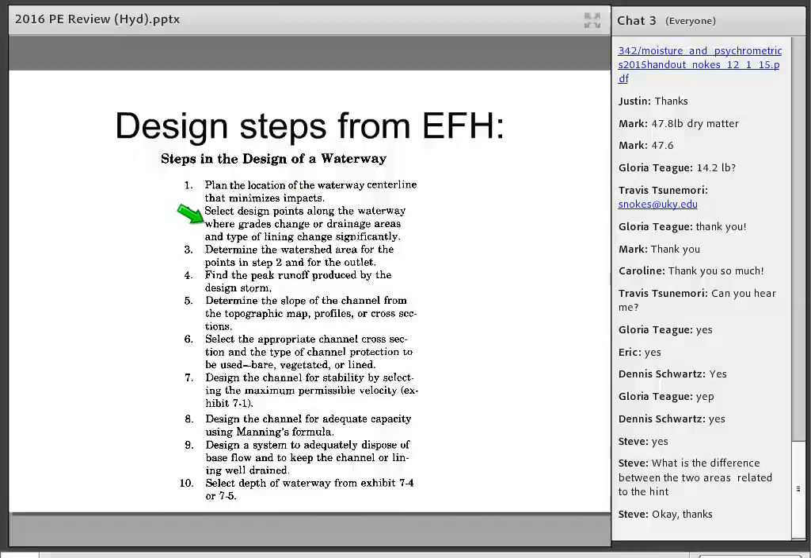You have to look at grade changes. By the way, this comes straight out of the engineering field manual, but you have to figure out the watershed area for the points that you set and for the outlet. Determine the peak runoff, the slope of the channel that's going to be out there, and the approximate channel cross section.